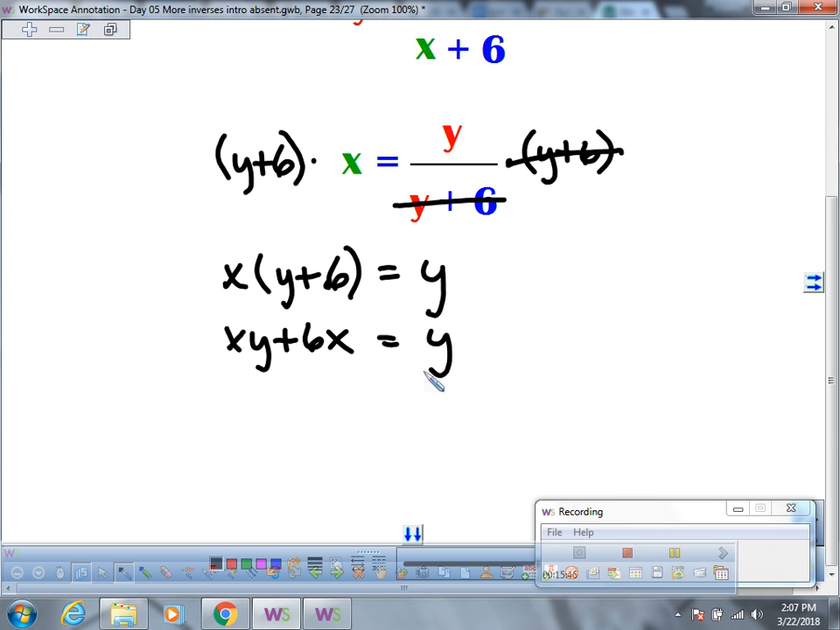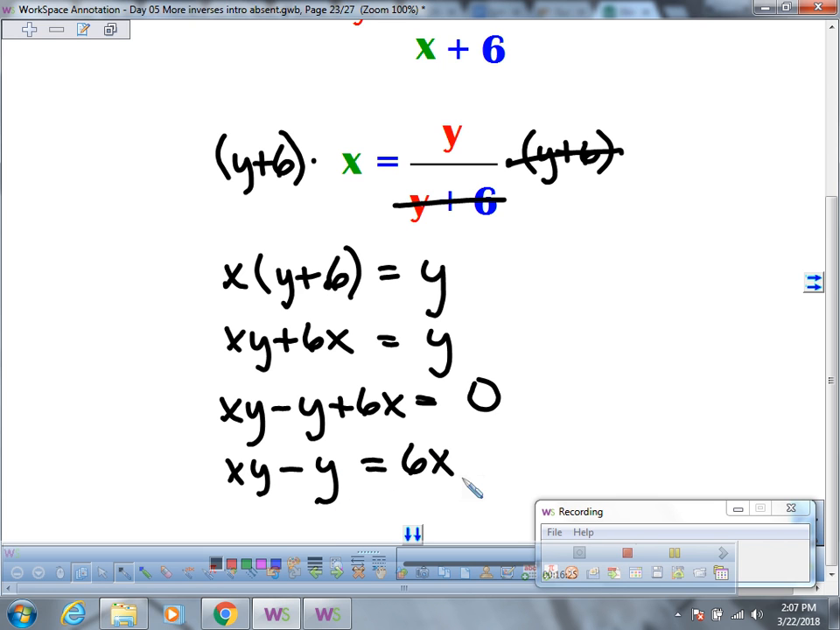But I still need to solve for y, and I've got a y on this side and a y on this side. I need all the y's on one side and all the x's on the other side. So I'm going to move that y over here. Now I have nothing on that side. I have an x and a y. There's nothing I can do about that right now. I have a negative y, and I have a 6x. 6x has nothing to do with y, so we should stick that on the other side. Get rid of it. So now I have x times y minus y equals negative 6x. Thank you.